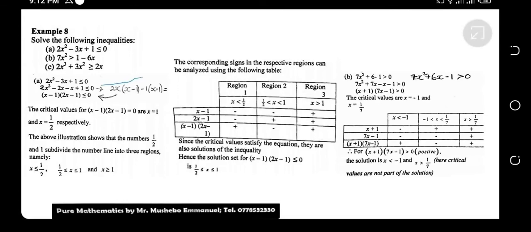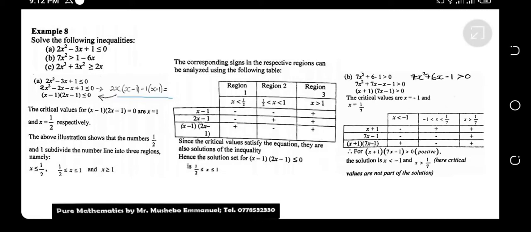Say that you factorize it, say that it looks like this. Say that it is 2x squared minus 3x plus 1 less than or equal to 0. And then after that, do the factorization: 2x into x minus 1, and then there also minus 1 into x minus 1, equals 0.